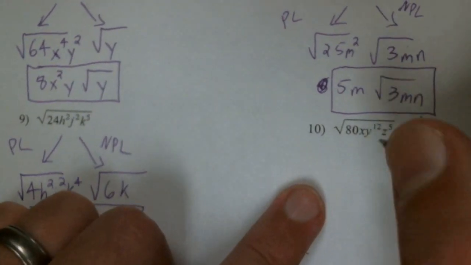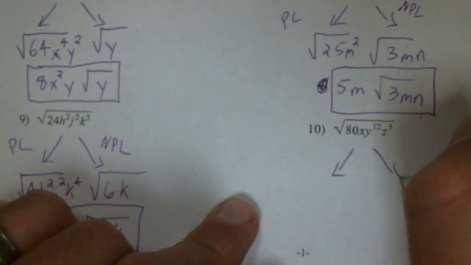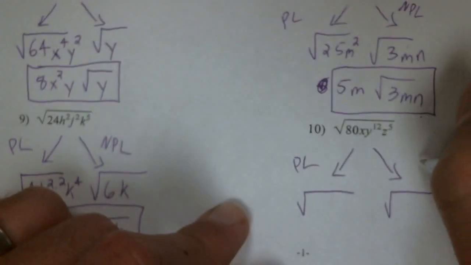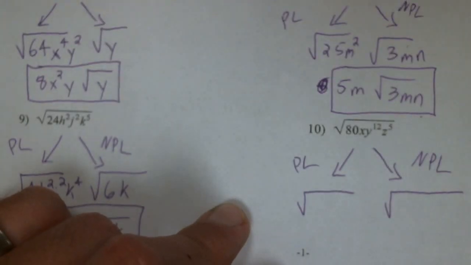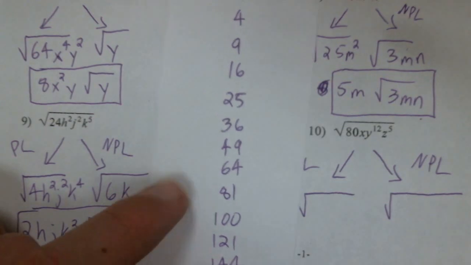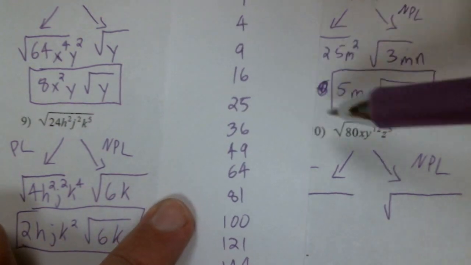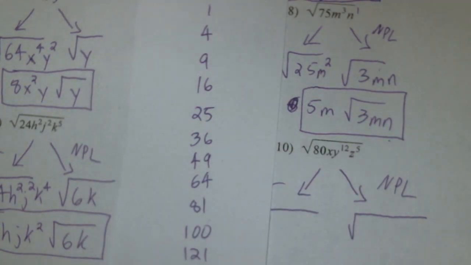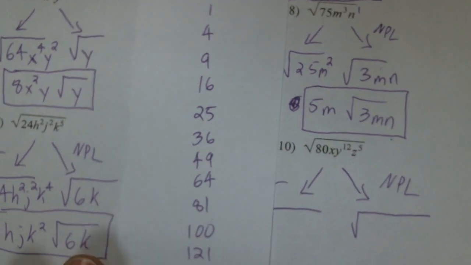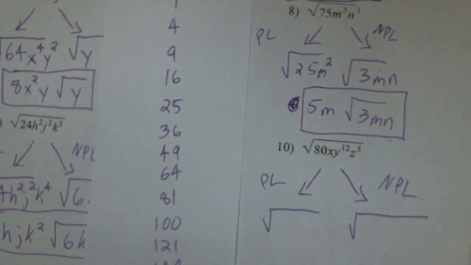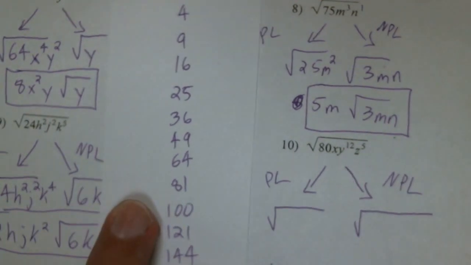Last one on the front. Perfect land, non-perfect land. Okay, what's the highest perfect square that goes into 80? Okay, 4 does. What about 16? Try it. 80 divided by 16. Oh, yeah, that does work. What about 36? We've already done this one, actually. So 16 is the highest perfect square that goes.